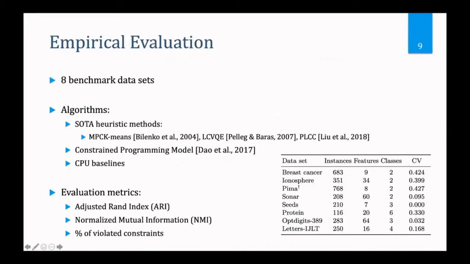We empirically evaluate our approach on 8 benchmark datasets. We compare our Ising framework solved on the DA to state-of-the-art heuristic methods including MPCK-means, LCVQE, and PLCC. We also compare our approach to an exact constraint programming model and CPU baselines. In our evaluation, we use the metrics adjusted rand index, ARI, normalized mutual information, NMI, and the percent of violated constraints in the obtained solution.